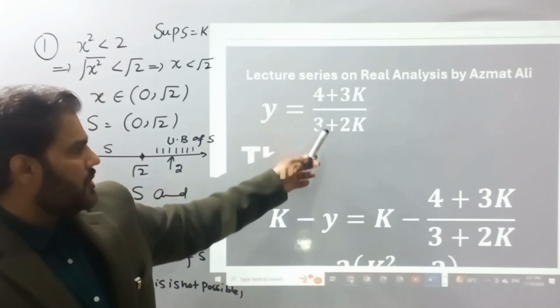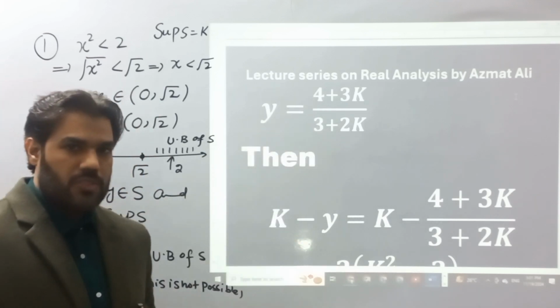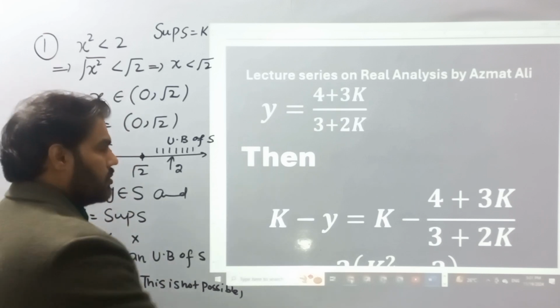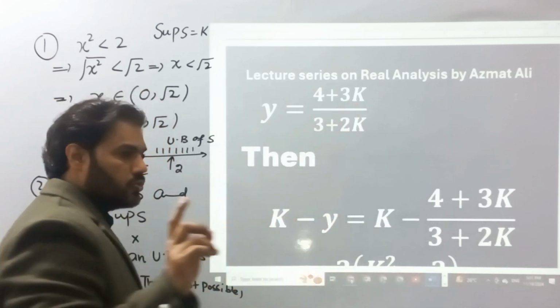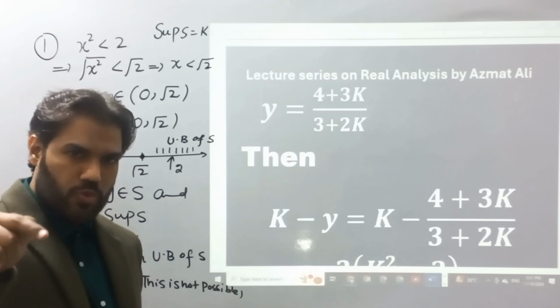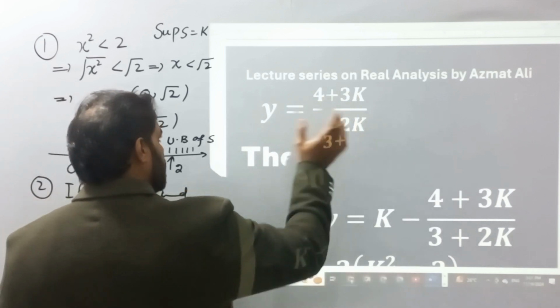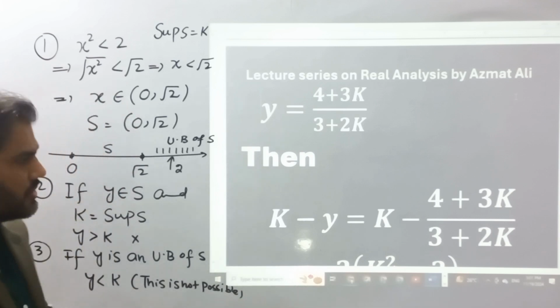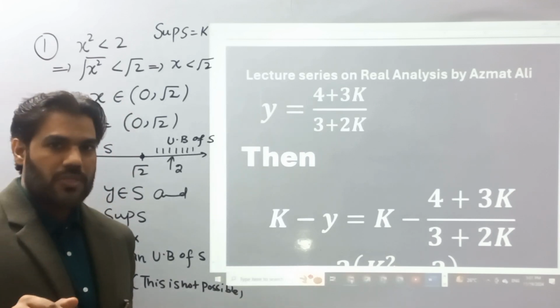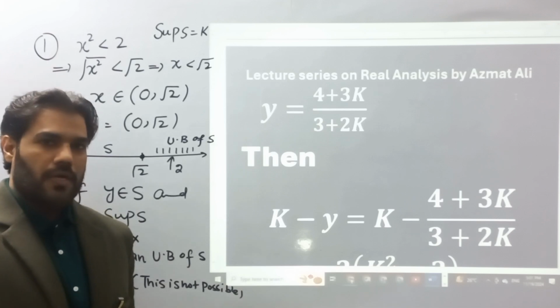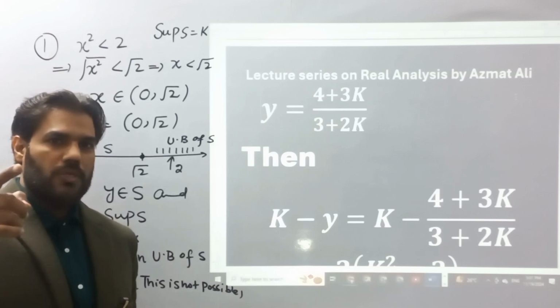Let y equal 4 plus 3k over 3 plus 2k. This y is clearly positive and rational because k is positive, k is the supremum of set S, and the supremum of set S is clearly positive. So numerator and denominator both are positive. This implies y is positive. So the first condition for an element of set S is fulfilled here, that all the elements of set S should be positive.